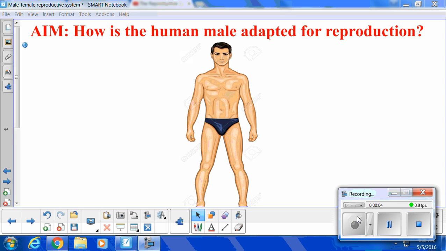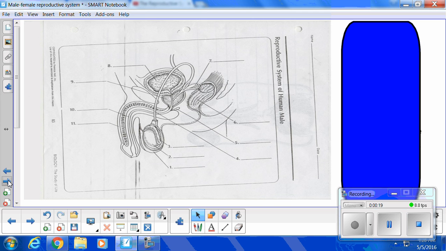Today we're going to talk about the human reproductive system, the structures that make it up, and their functions. You should have two things. You should have a picture of the human male reproductive system, like this.